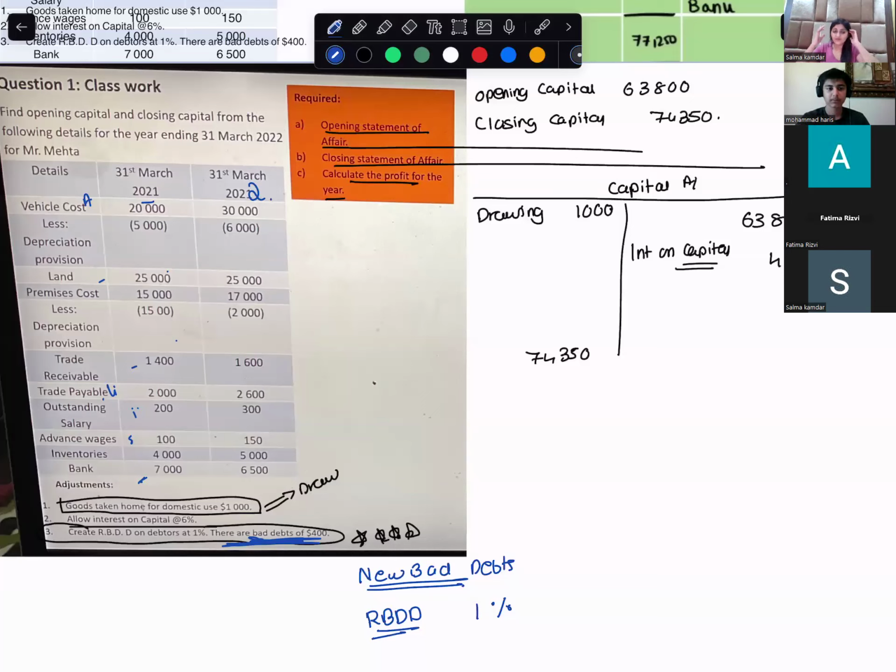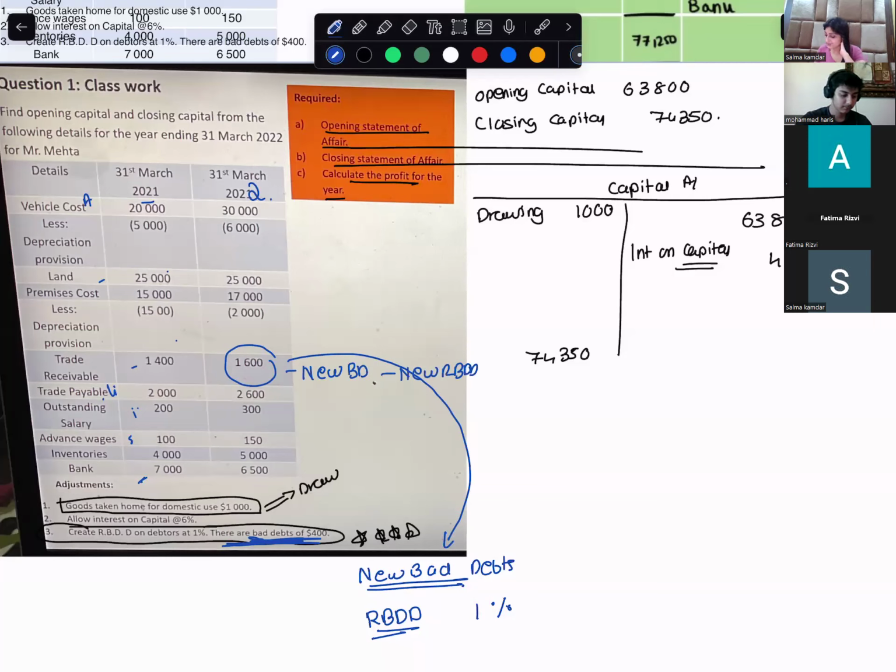You've learned the format of your balance sheet, your statement of financial position. Can you give me 5 current assets? Miss, you're asking how we calculate net trade receivables and put it in the SOFP? Exactly. When I am making my closing capital, I do not do it blindly. I need to see the adjustments that have to be effected. From your trade receivables, you have to subtract your new bad debts and your new RBDD.